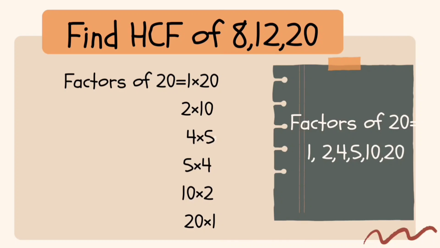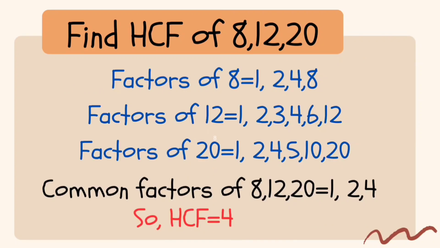मैं हमेशा बोल रहा हूँ फैक्टर्स असेंडिंग ऑर्डर में लिखो, क्योंकि जब आप कॉमन फैक्टर्स निकालेंगे तो आपको इजी होगा. So common factors of 8, 12 and 20 are 1, 2 and 4. आप वही नंबर्स लिखेंगे जो तीनों में कॉमन हो. सबसे बड़ा कॉमन फैक्टर है 4. So HCF equals 4. You can find HCF of any group of numbers in this way.